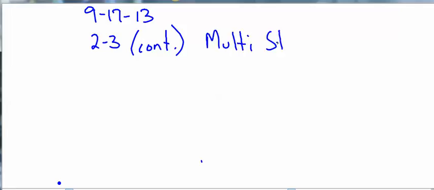And this is 2, 3 again. Multi-step equations. Say that again? Yeah, this is the basis of algebra. Solving for a variable. And you got to get good at it.